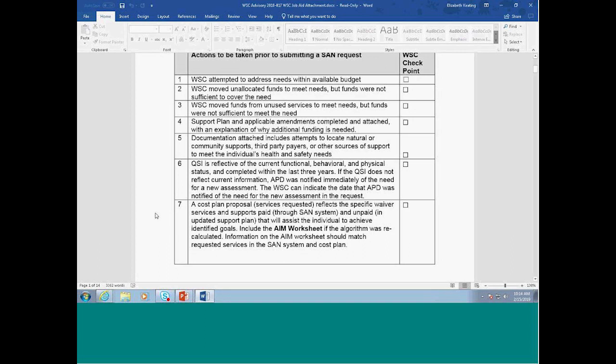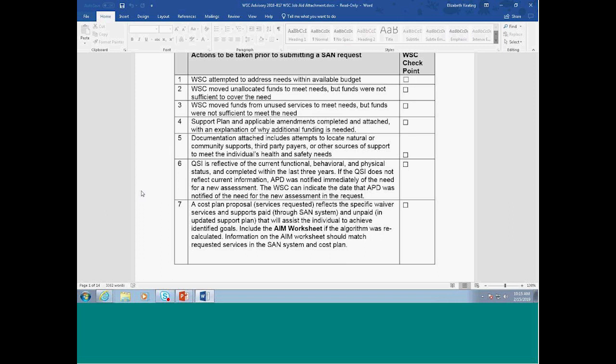The first thing we want to see is that the support coordinator attempted to address needs within the available budget. So we want you to look at funds not currently allocated to services, the unspent funds in the client's cost plan that can be used. Sometimes we'll get requests for a one-time service for maybe $500, and the individual already has $900 sitting out there not allocated to services. There's no reason to request additional funds if funds are available. So that's something you should be looking at first.